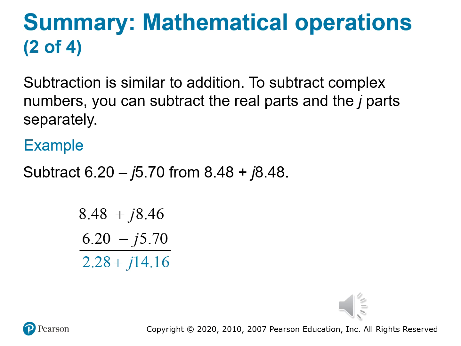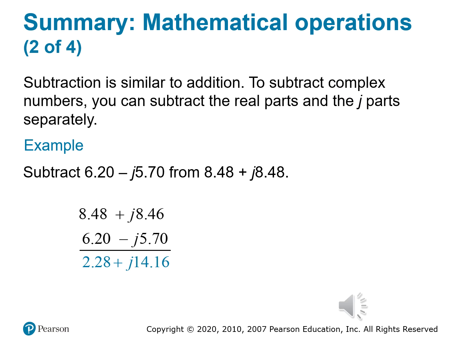So when we add the real parts, we end up with 2.28. And then we do the imaginary parts, J8.46 minus J5.70. So remember, we're subtracting the first complex number from the second complex number. I said that incorrectly at first. That's why the second complex number is up on top.